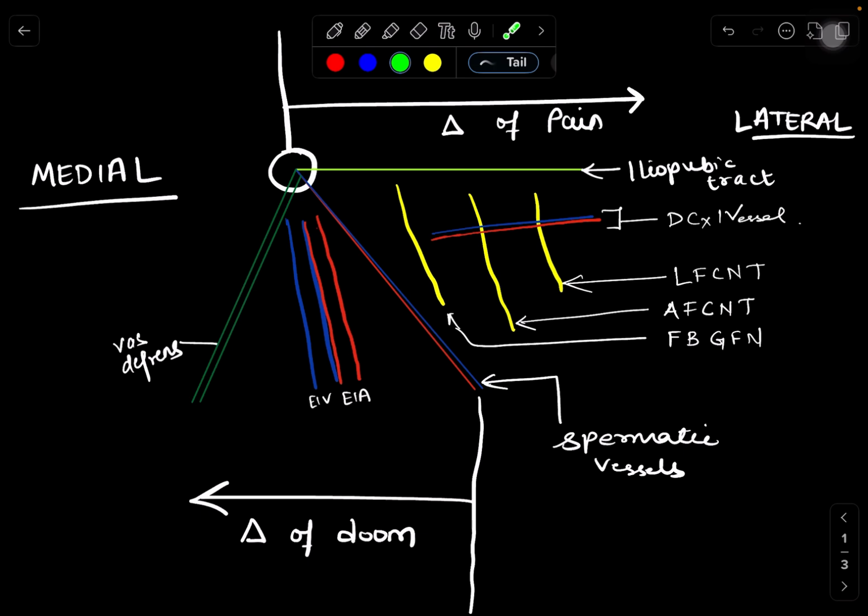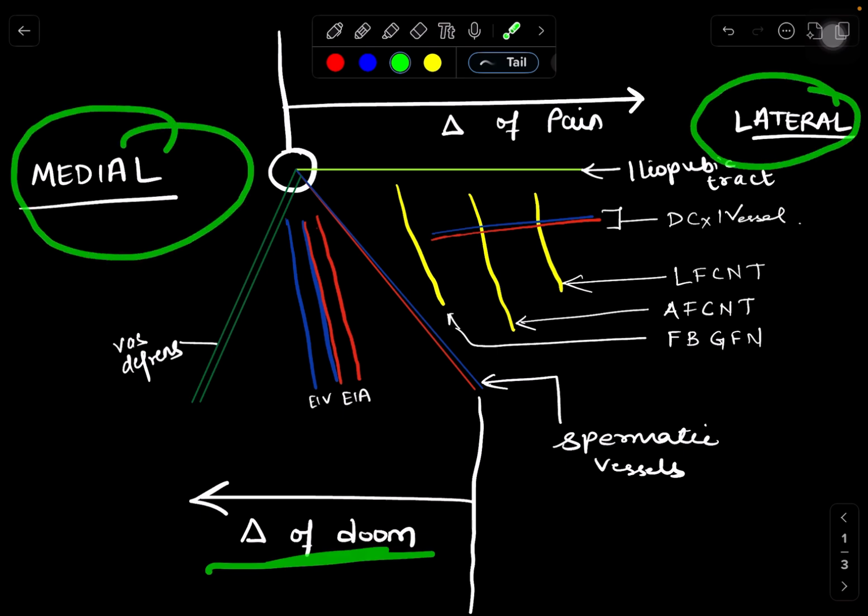Now first let's see this diagram and understand it. Here the white colored ring is the deep inguinal ring. From the deep inguinal ring you can see this is the vas deferens, these are the spermatic vessels, and this is the iliopubic tract. Now here we see the two triangles which are most important to understand for the laparoscopic anatomy. These are the triangle of doom and the triangle of pain. The triangle of doom is medial to the triangle of pain.